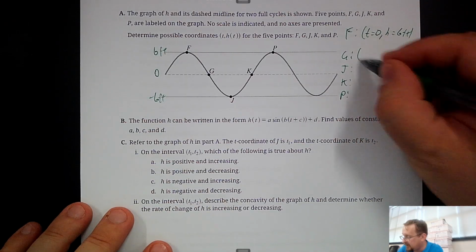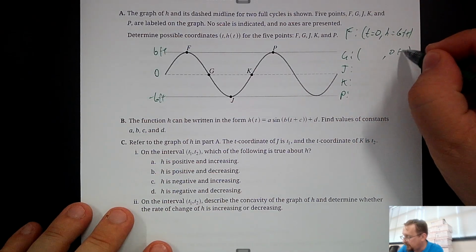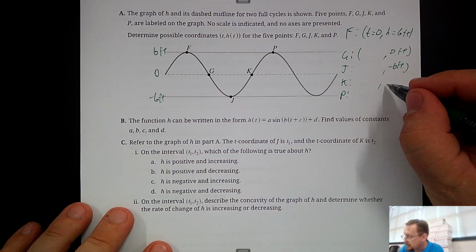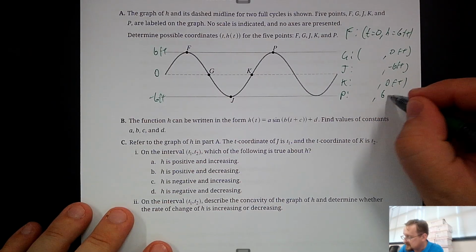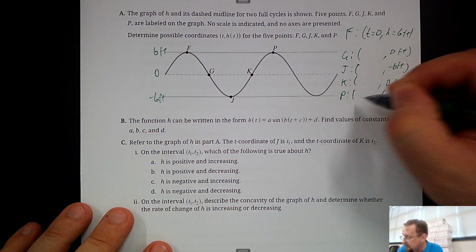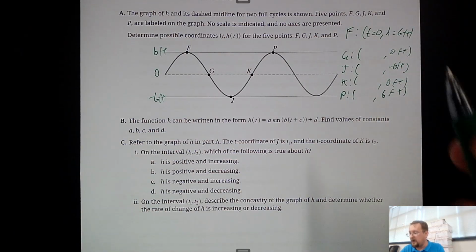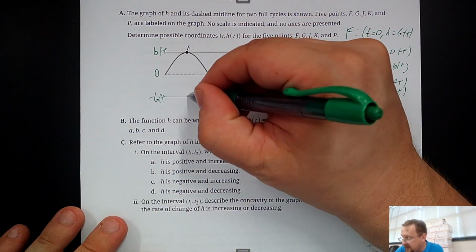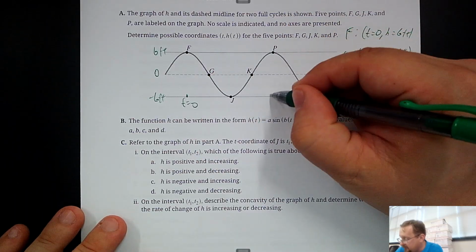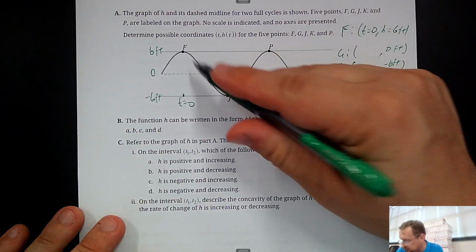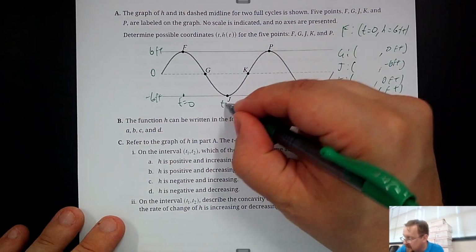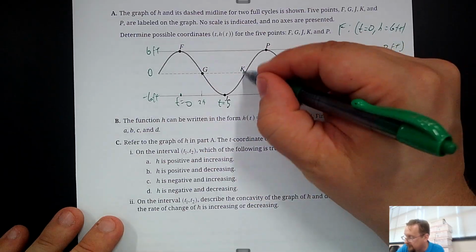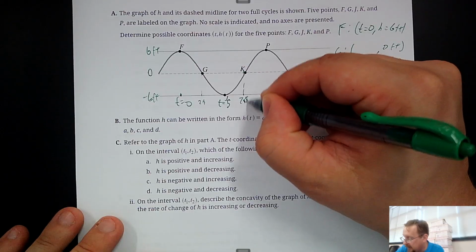Okay, here we go. So this is going to be 0 feet, negative 6 feet, 0 feet, 6 feet. Okay, but what is the time? What did we hear? We heard 1 full revolution in 10 seconds. So if this is time 0 and this is time 10, because that's 1 full revolution, then this is time 5, and then this has to be half, so 2.5 and 7.5. Okay, so there you go.